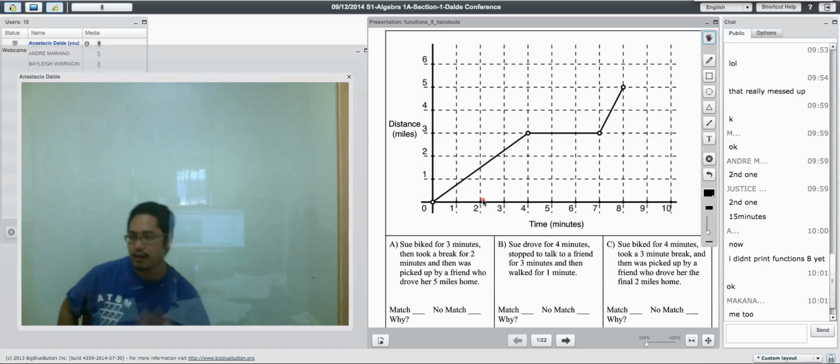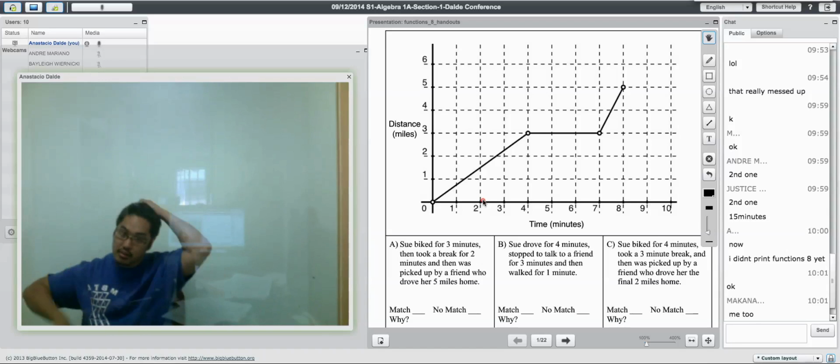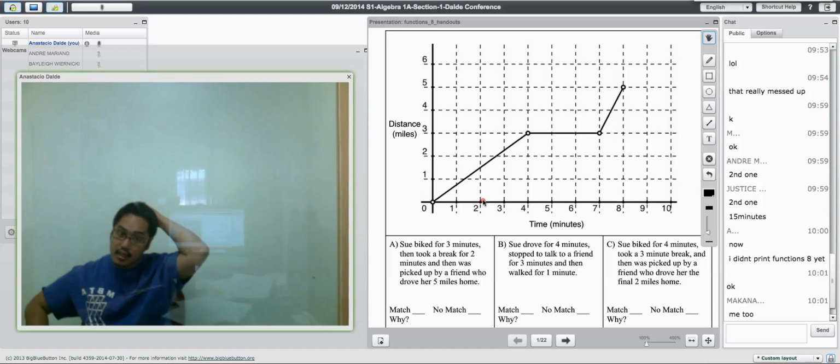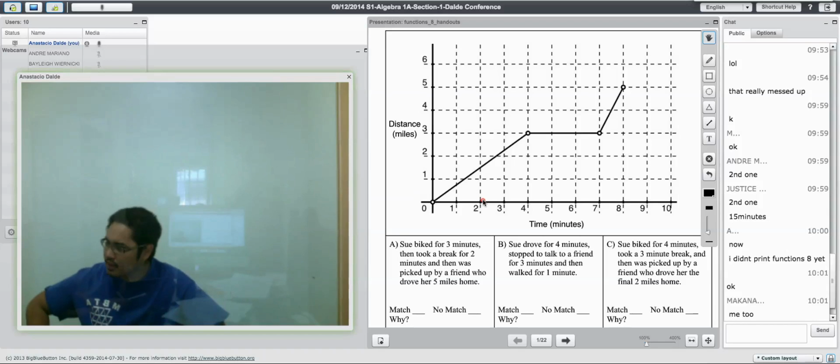Look at the graph. Come on, does it match? Does not match? Match? Yes, no. Yes or no? I said yes or no. Come on, Jordan. This is on you, man.